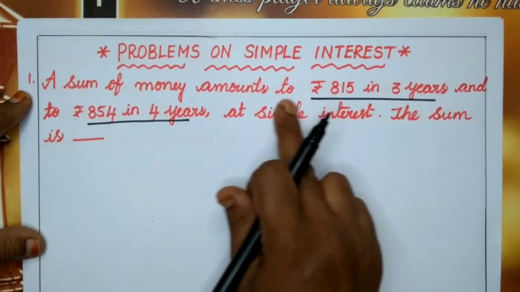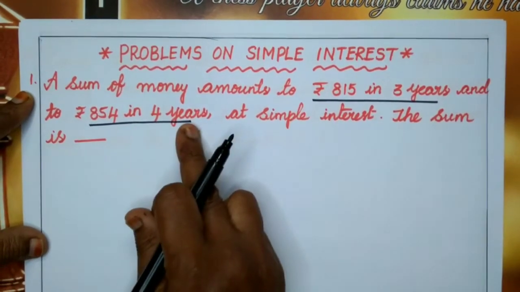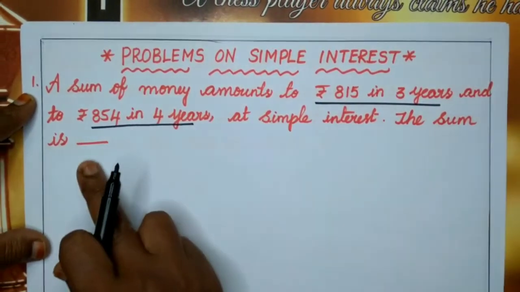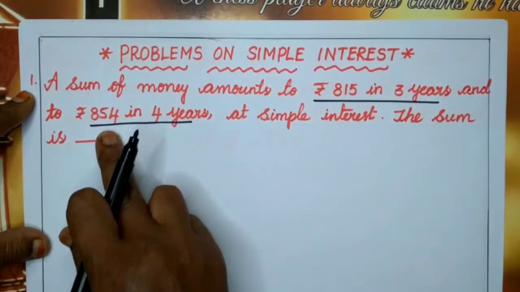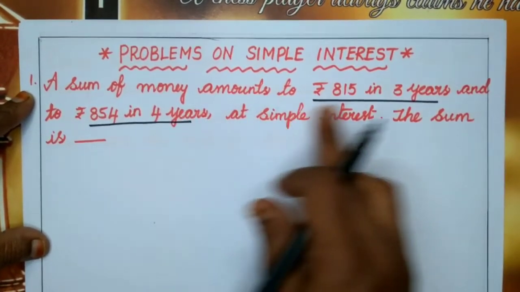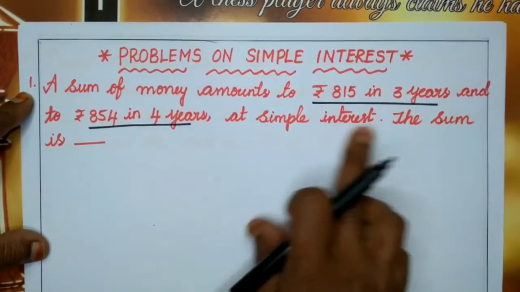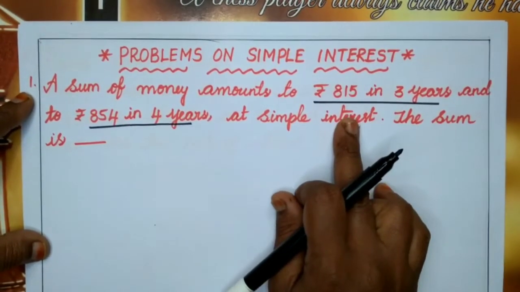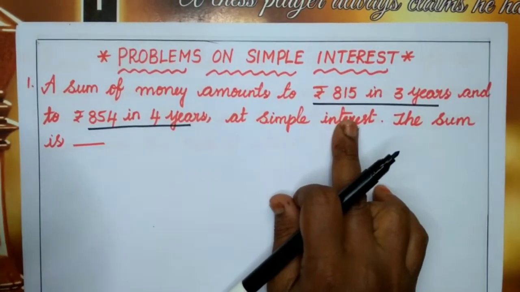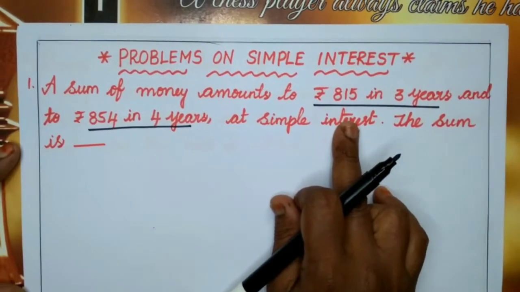A sum of money amounts to 815 in 3 years and 854 in 4 years at simple interest. So the sum is... Here it is clearly given that both 815 and 854 are amounts. This is the amount in 3 years and this is the amount in 4 years at simple interest. This condition is very important. Either it is simple interest or compound interest, we have to get a clear idea. Now we are going to calculate the sum. Sum means principal we are going to calculate here.